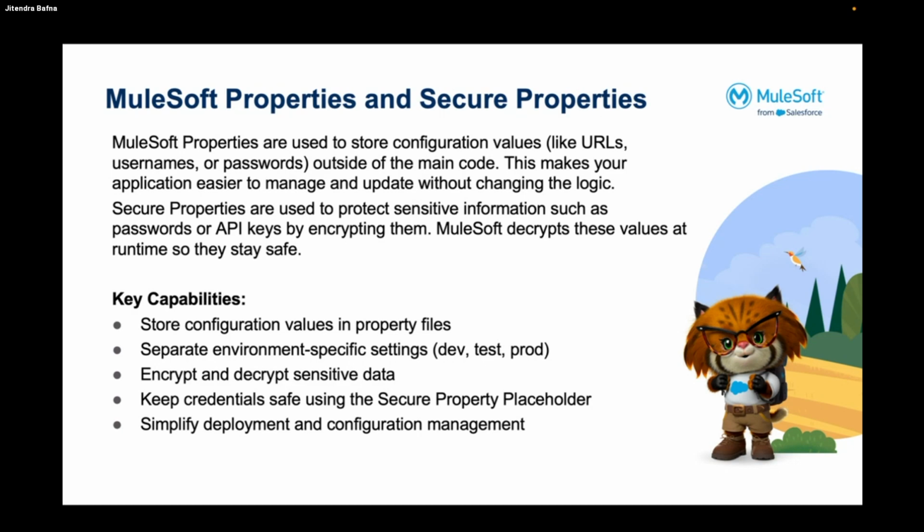And what are the key capabilities? It stores the configuration values in the property file. It separates the environment specific settings. So as I mentioned, you can have all dev related things in a dev config file, test related things in the test config file, prod related things in the prod config file.